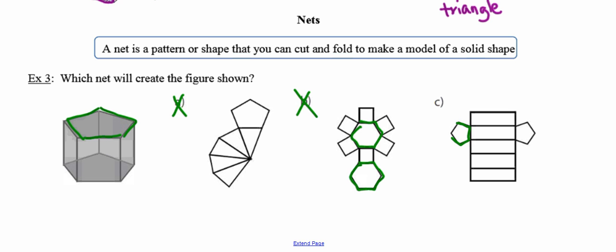Choice 3, or choice C, has two bases in the shape of pentagons. It also has 1, 2, 3, 4, 5 lateral faces, which we would need to create the pentagonal prism. I like choice C. All right, so there's a little recap, probably all of which you've seen or done before at some time in your mathematical past, but it's good to review so that we can make sure that we're all speaking the same language as we head into this unit on three-dimensional geometries.